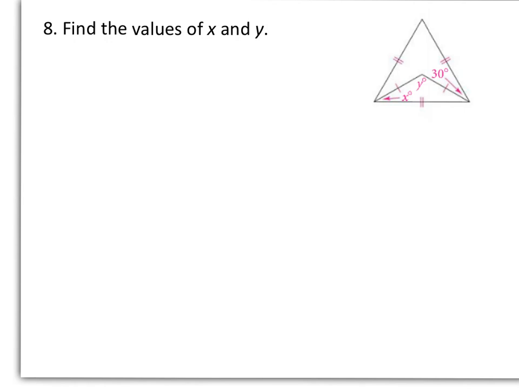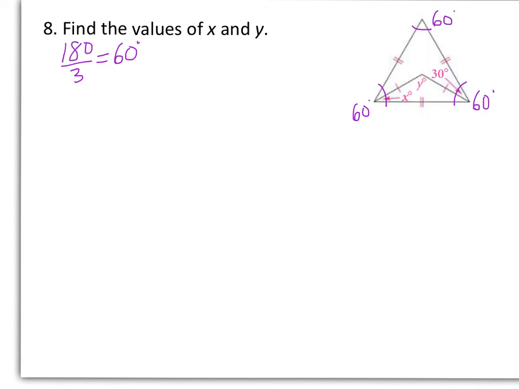Alright, let's look at our last example in this section. So again, in number 8, we want to find the values of X and Y. If you notice, we have an equilateral triangle because all three of my sides are congruent. So we know that all three of these angles are congruent, and if a triangle is equilateral, it is also equiangular, which means all three of my angles will be 60 degrees. If you don't remember that, you can always take 180 divided by 3, you get 60 degrees. Because remember, equilateral triangles are regular polygons.